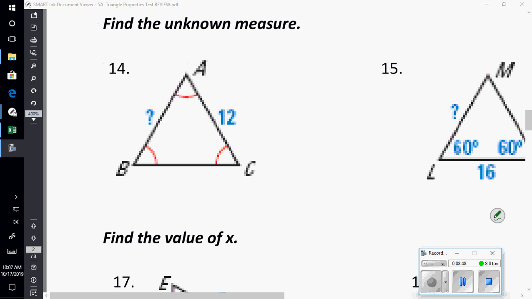We go to number 14. We look at this triangle and we see markings in the corners indicating that the angles are congruent. If all the angles are congruent, that makes this an equilateral triangle, which means all the sides will be the same length also. So if this side, if AC is 12, AB will also be 12.